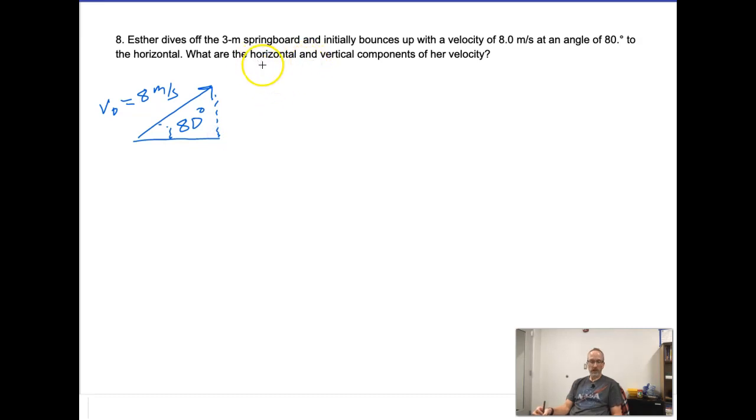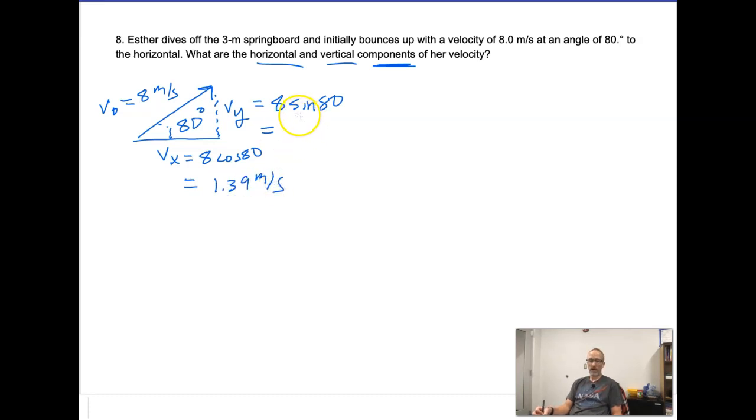All they want us to do here is find the horizontal and vertical components of her velocity. So we're just looking for Vx and Vy. This should be super easy. Vy, remember, is the opposite side, so this is going to be 8 times the sine of 80. And Vx is equal to 8 times the cosine of 80 because it's the adjacent side. For x, I'm going to get 1.39 meters per second. And for y, I'm going to get 7.88 meters per second.